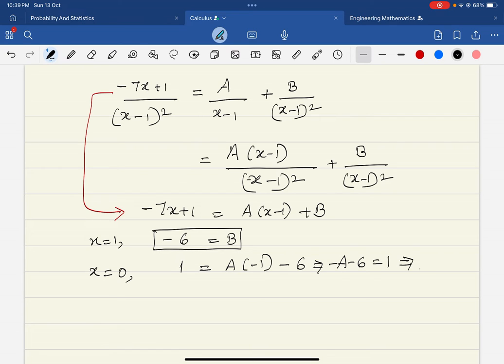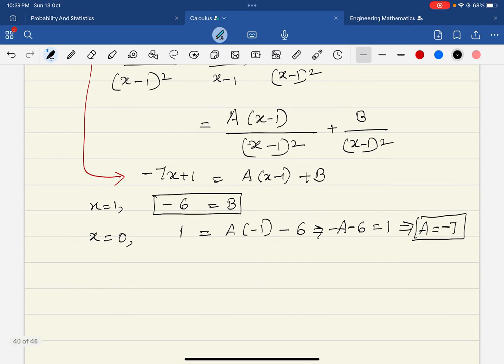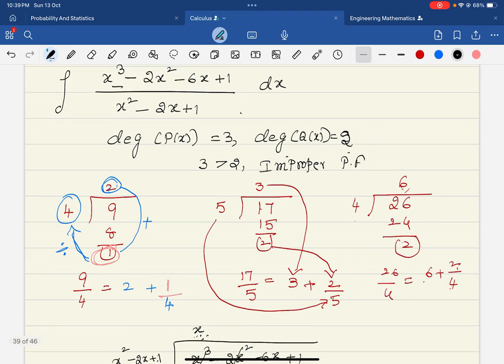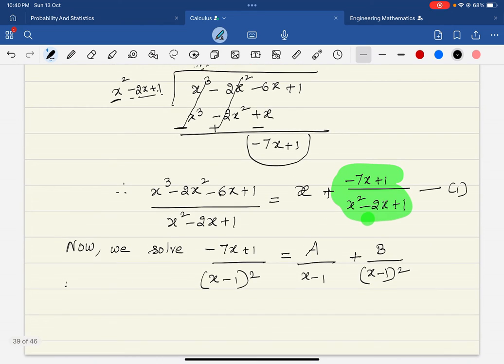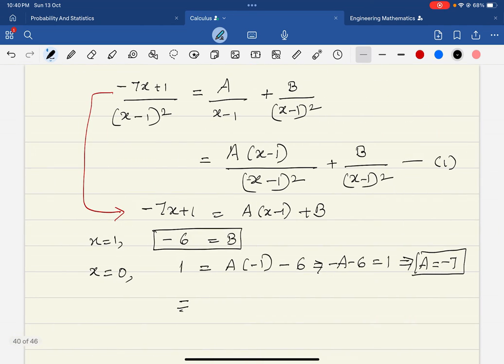So what is the value of a now? a will go to the other side, suppose. Minus 6 minus 1, which is minus 7. So we got the values of a and b. So what we are writing down, now we call this as 1. This is already one equation we have written, right? Yes, this is what 1 actually. So let us now call this as 2.